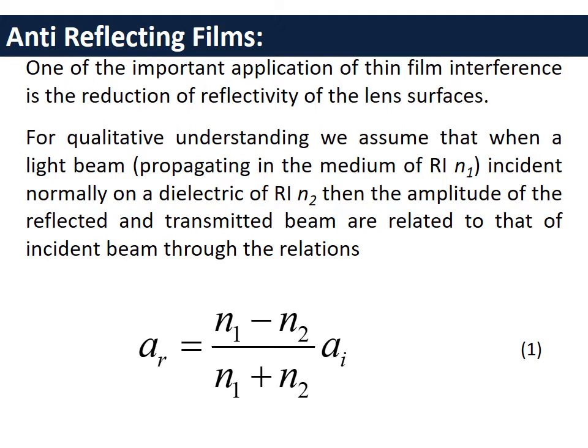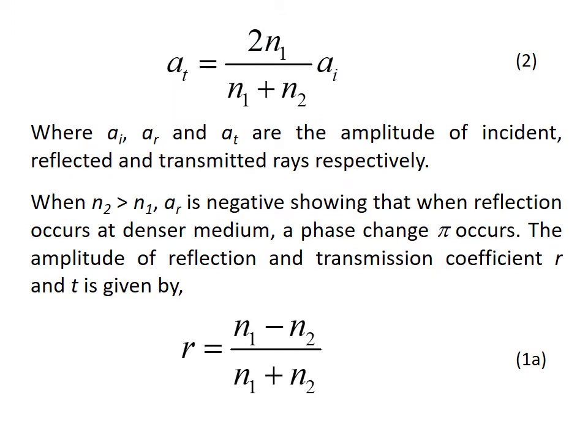index N1 is incident normally on a dielectric of refractive index N2. Then the amplitudes of the reflected and the transmitted beams are related to that of the incident beam through the following relation, where AR is the amplitude of the reflected beam, AI is the amplitude of the incident beam, and AT is the amplitude of the transmitted beam. The second equation gives the amplitude of the transmitted beam with respect to the amplitude of the incident beam.